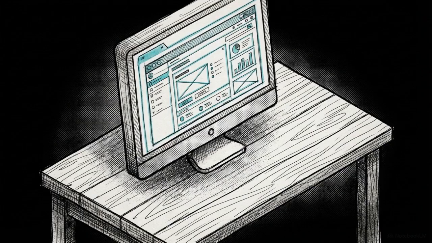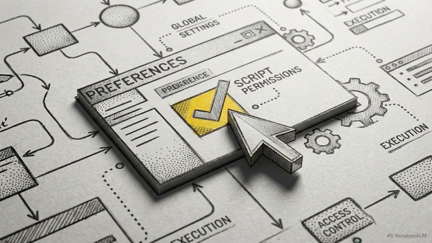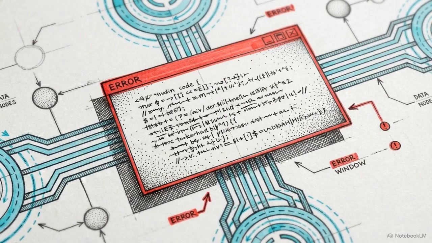To build this system, we first have to allow After Effects to look outside its own architecture. By default, it operates in a closed loop. Open your Preferences menu and enable Allow Scripts to Write Files and Access Network. Without this box checked, your script will fail at the very first step.